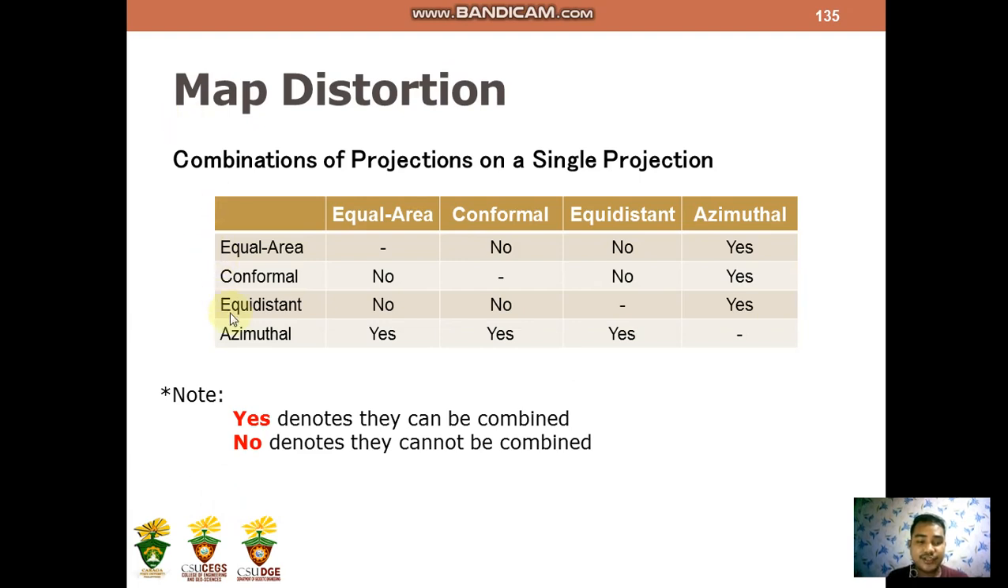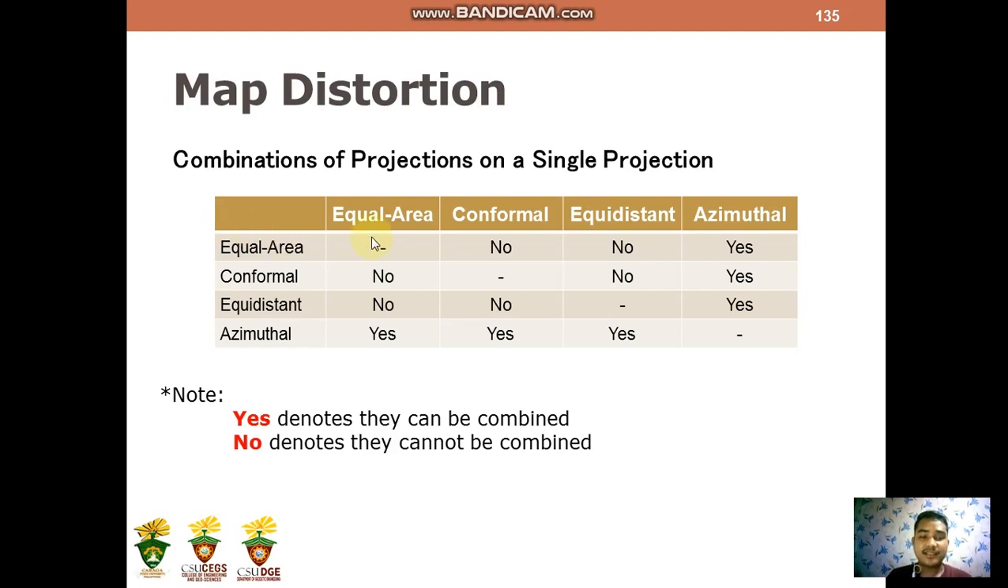So here is the matrix showing which combinations can be preserved together. For example, equal area cannot be combined with conformal. If you want to preserve area, you cannot preserve form, nor distance, or equidistance. So with equal area, what you preserve is the area of the place or region that you want to preserve.